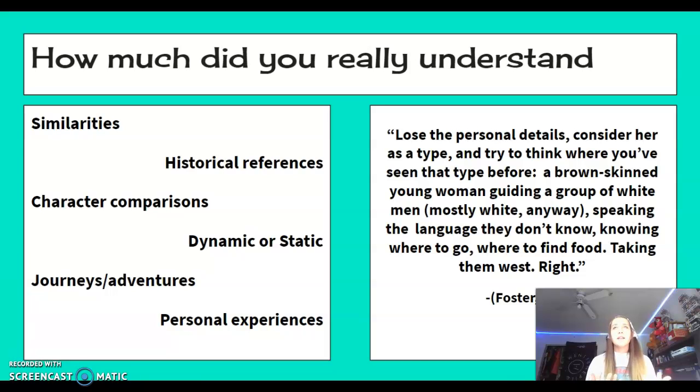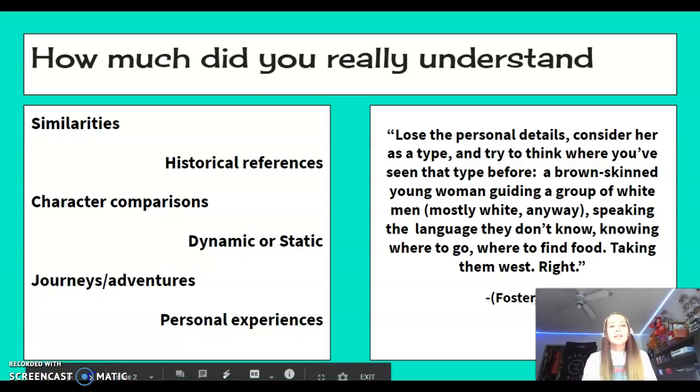I have the supporting quote of, "Lose the personal details, consider her as a type, and try to think where you've seen the type before. A brown-skinned young woman guiding a group of white men, mostly white anyway, speaking the language they don't know, knowing where to go, where to find food, and taking them west, right?" This is found in How to Read Literature Like a Professor by Foster on page 19.